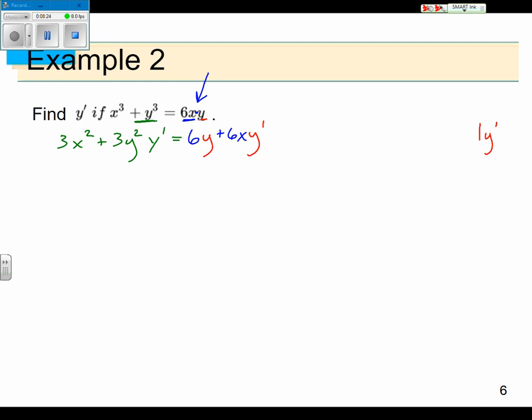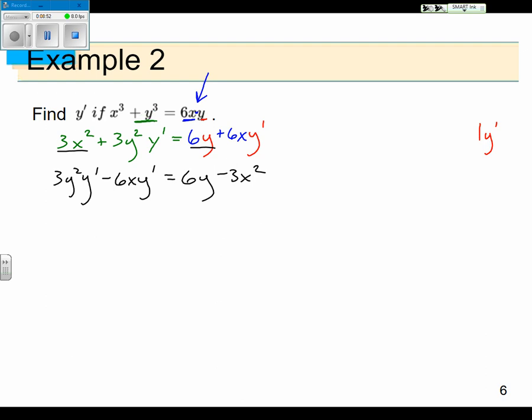And look at your directions on this. It's just wanting you to find y prime. So what I'm going to do is get everything that has a y prime over here on this left side. That means I'm going to need to subtract off that 6x y prime. And if it doesn't have a y prime, like this 6x term, and this negative 3x squared term, I'm going to subtract it over, it becomes negative 3x squared, and I'm going to move it over to the right side.